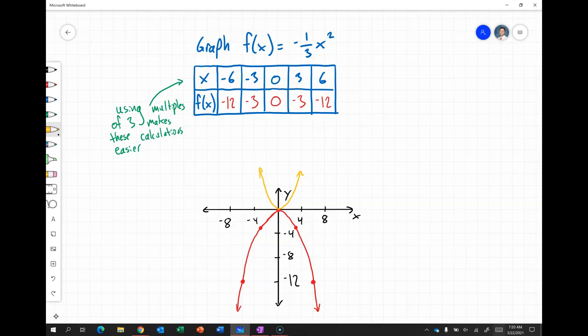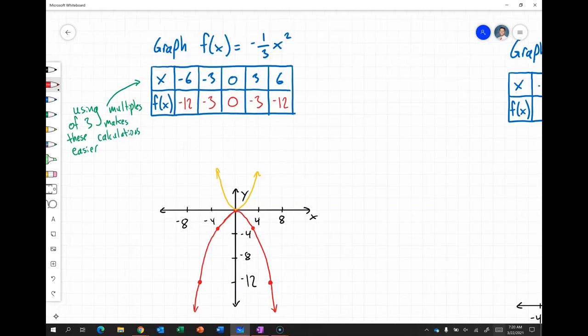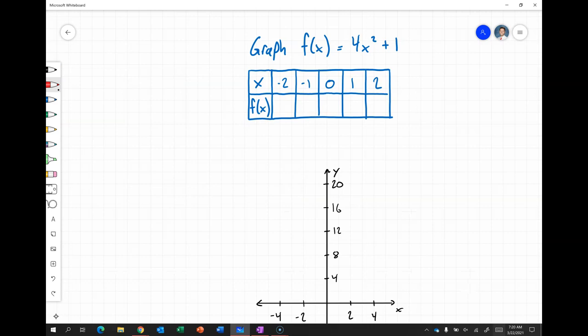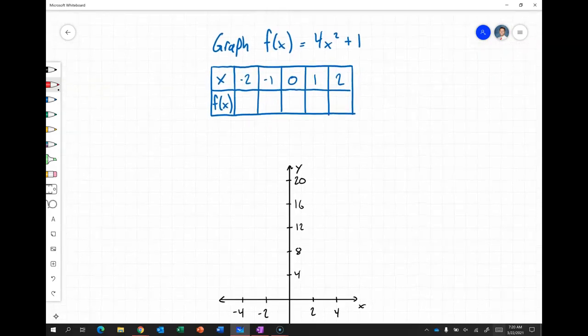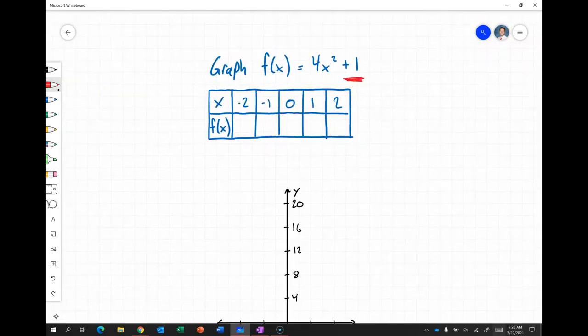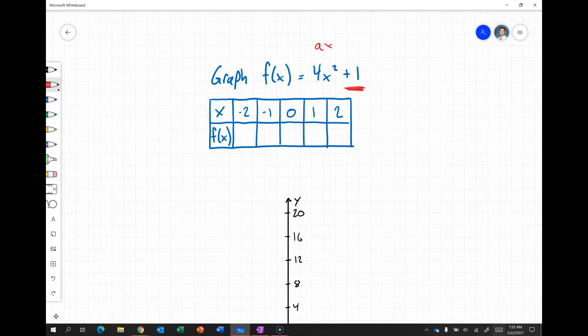Moving on to our final graph that we will look at for today, we're going to graph f of x equals 4x squared plus 1. So now we're adding in this c value for our function in the form ax squared plus c. So again, we'll start with our table of values. So we have negative 2.